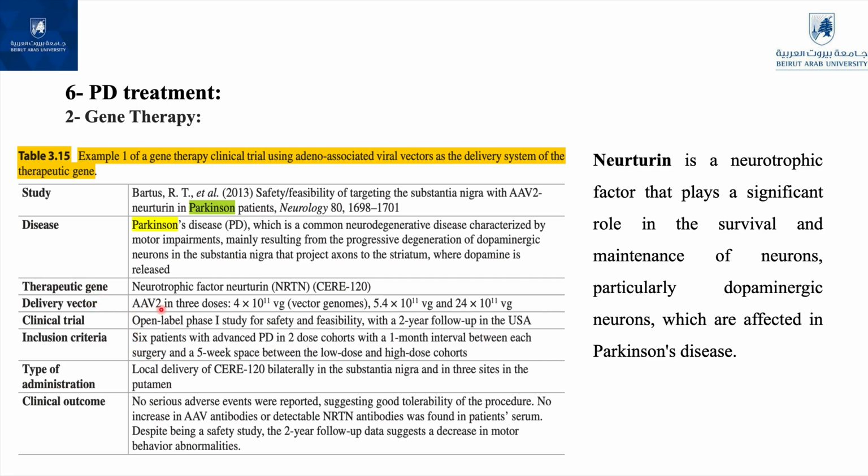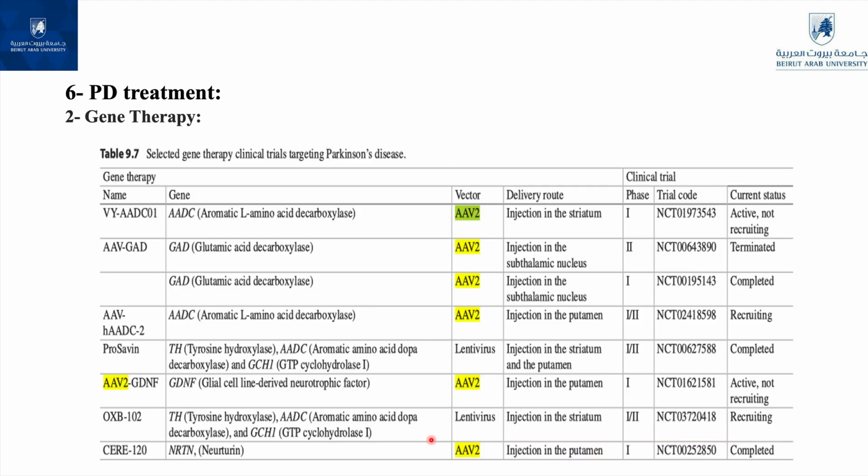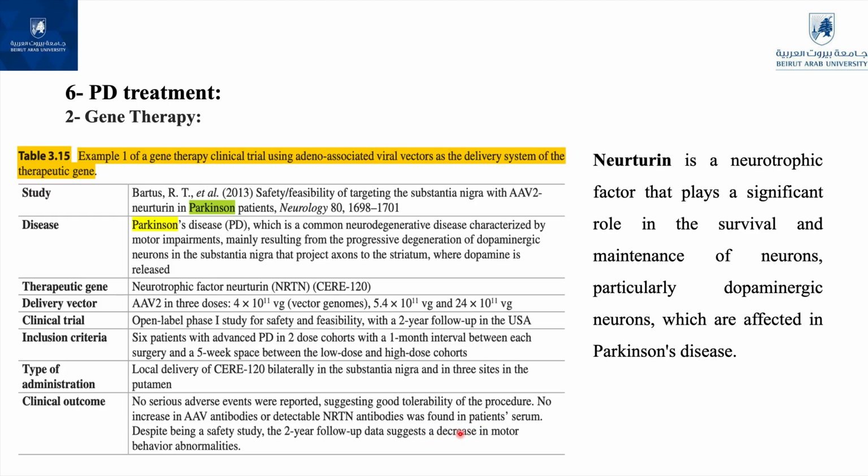This gene is delivered through the adeno-associated virus of the second generation, and the clinical outcome shows no serious adverse events were reported, suggesting good tolerability of the procedure, with no increase in the adeno-associated virus antibody or detectable NRTN antibodies. Very good till now, but unfortunately the 2 years follow-up data suggests a decrease in motor behavior abnormality. But we need 2 years to start.